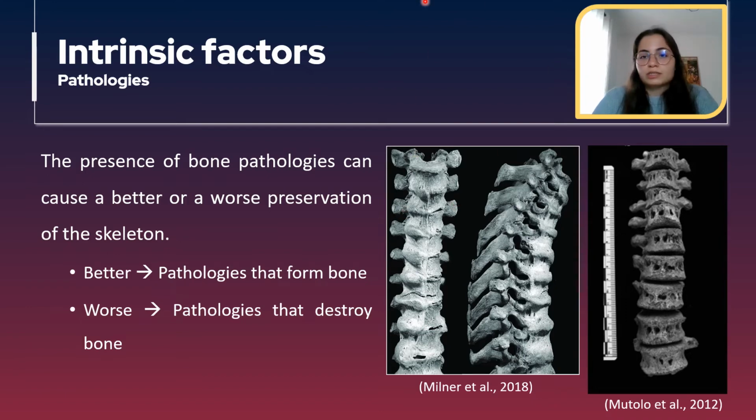And eventually, the vertebral column fuses. And in this case, these bones are more protected from taphonomic factors. On the other hand, in this image here, you can also see vertebrae, and this vertebra has brucellosis that makes these holes that you can see. So these holes make the bones less resistant.